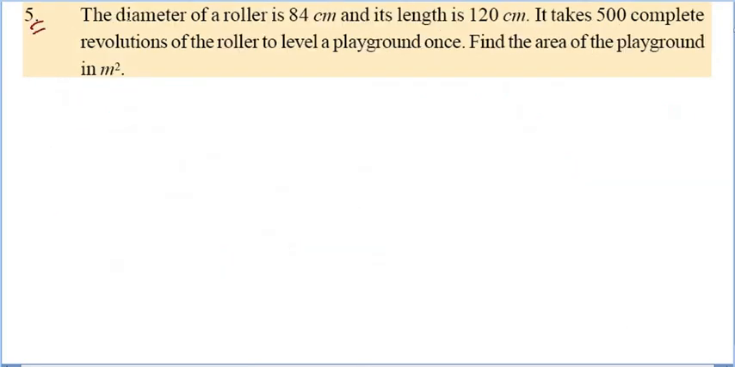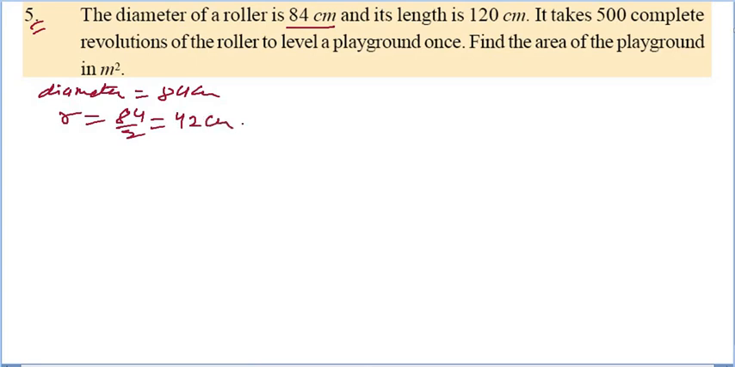Now come to question number 5. The diameter of a roller is given as 84 centimeters. So you have to write diameter is equal to 84 centimeters, and you have to find the radius. So 84 divided by 2, that is 42 centimeters. It takes 500 revolutions, so the number of revolutions is 500. The roller levels a playground. Find the area of the playground.